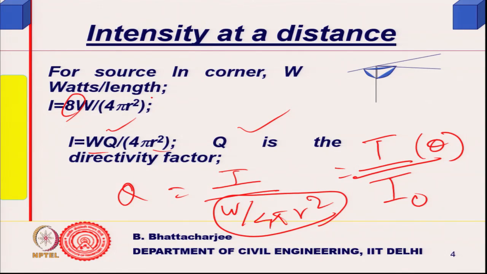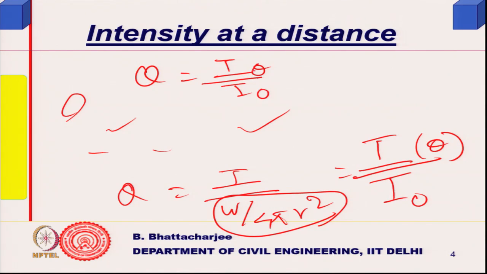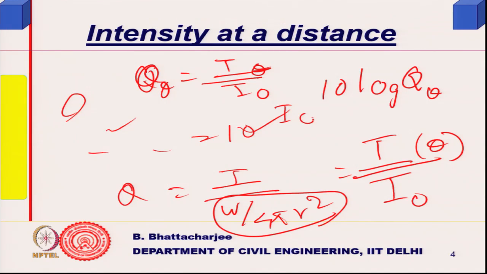Take 10 log of both sides. Q is equal to I by I 0, I theta by I 0, right? This is the I theta. So Q theta, let me call it the directivity factor along any direction. So this is Q theta. Take 10 log of Q theta, which is equal to 10 log of I theta by I 0.